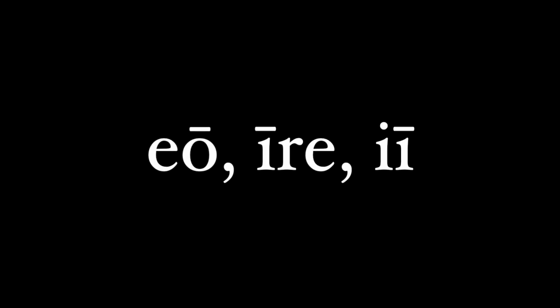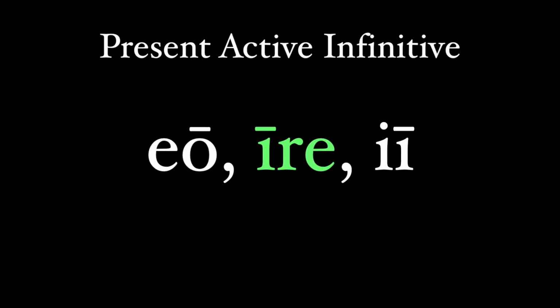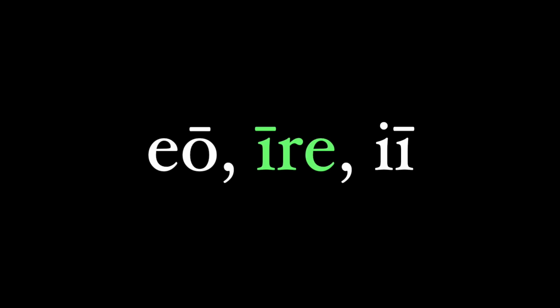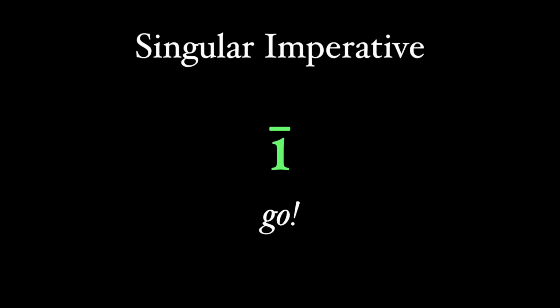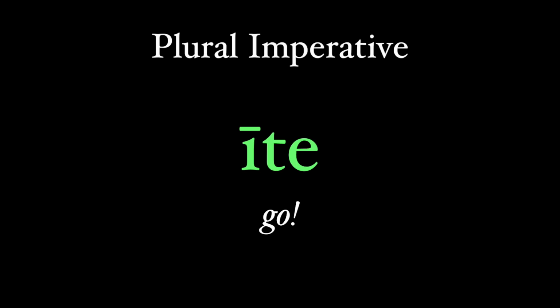The present infinitive of eo is ire. That's its second principal part, and the imperatives are what you would expect. I in the singular for go, and ite in the plural for, well, go.